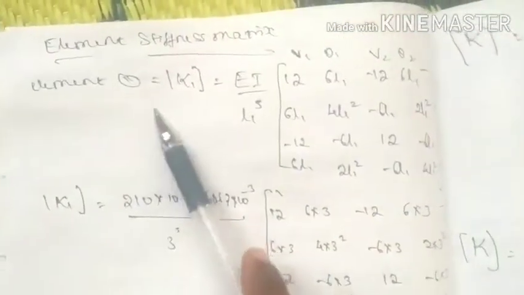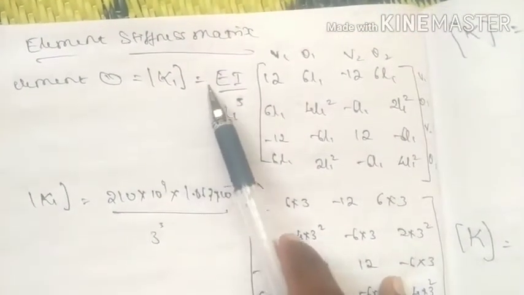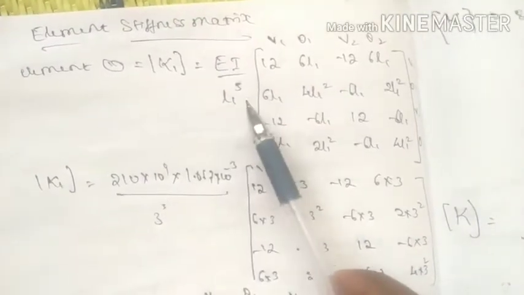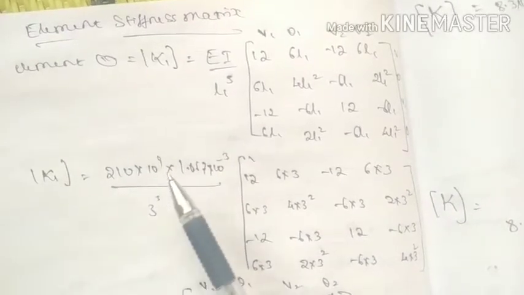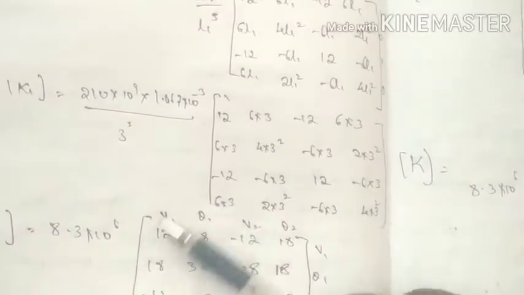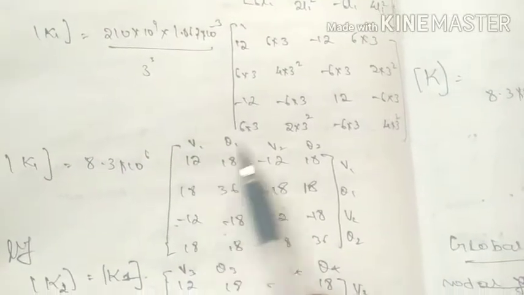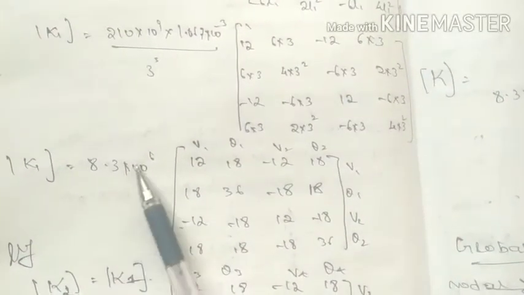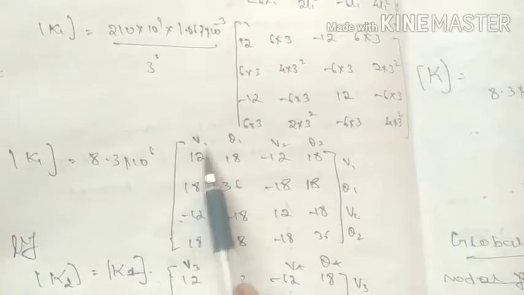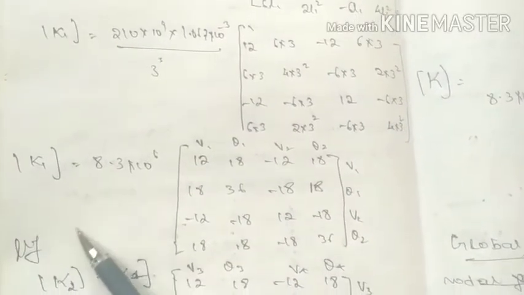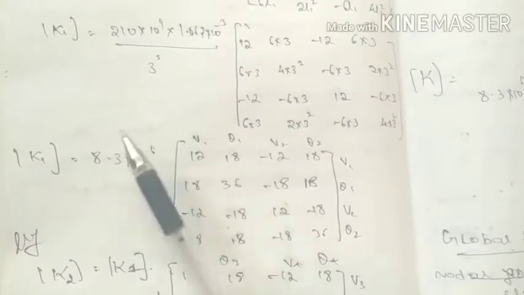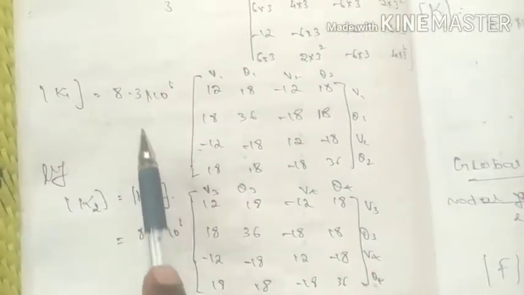Now, using the usual procedure, first we need to find the element stiffness matrix. For element 1, K1 is equal to EI by L cubed, so in place of L we substitute the L1 value. Substitute the E value, I value as well as L1 value, that is 3. Now we substitute and simplify this. So you will get 8.3 into 10 raised to 6, and this is the K1 stiffness matrix for element 1. This is with respect to V1 theta 1, V2 theta 2, with respect to node 1 and node 2. Similarly K2. Here E is the same, I is the same, and length is also the same. Therefore we can call K1 equal to K2 as usual.